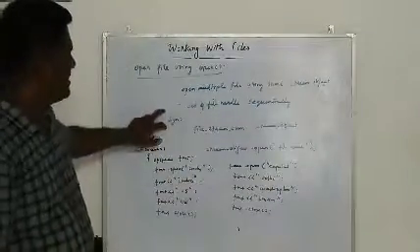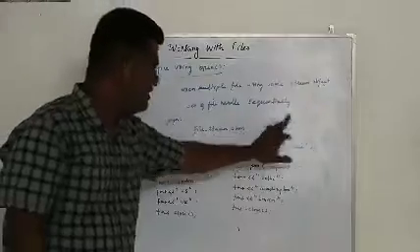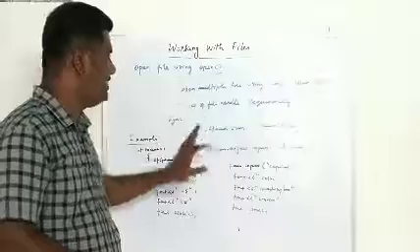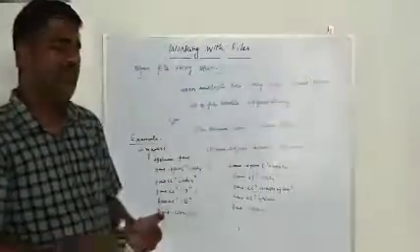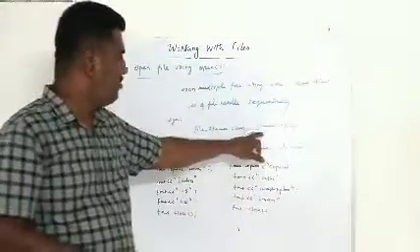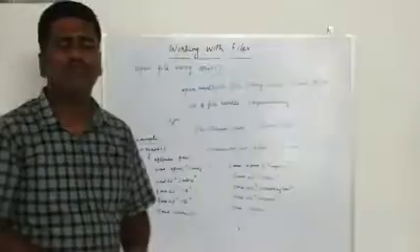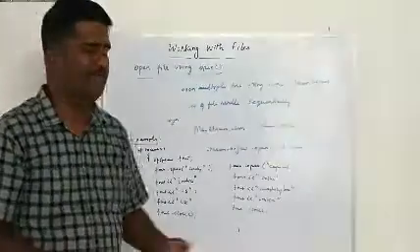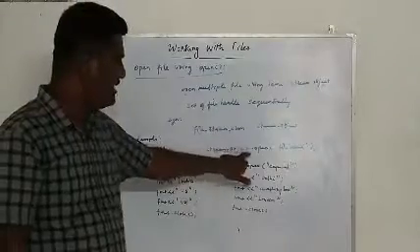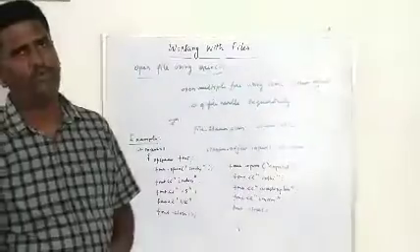Okay, syntax: file stream class, then stream object. You already know what the file stream classes are: OF stream, IF stream, and F stream are called the file stream classes. Then the stream object is nothing but in file, out file. The stream object can be anything. Then the second step: stream object dot open, file name.